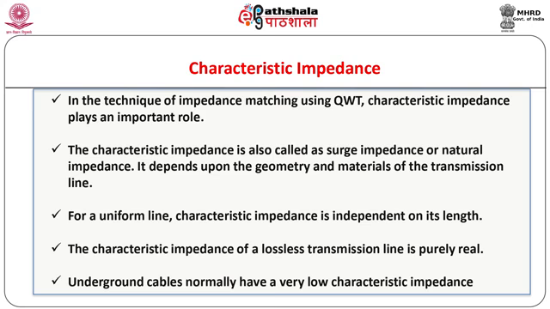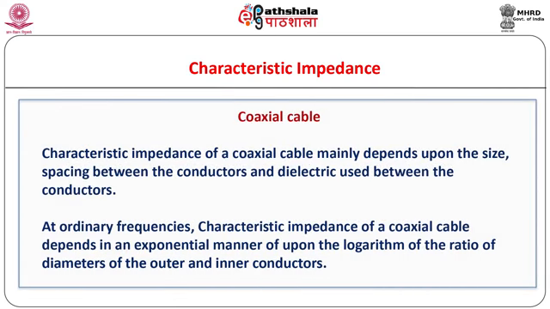Underground cables normally have a very low characteristic impedance. Characteristic impedance of a coaxial cable mainly depends upon the size, spacing between the conductors and dielectric used between the conductors. At ordinary frequencies, characteristic impedance of a coaxial cable depends in an exponential manner upon the logarithm of the ratio of diameters of the outer and inner conductors.